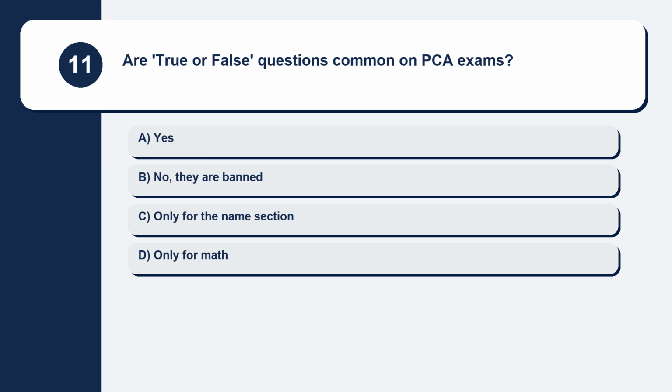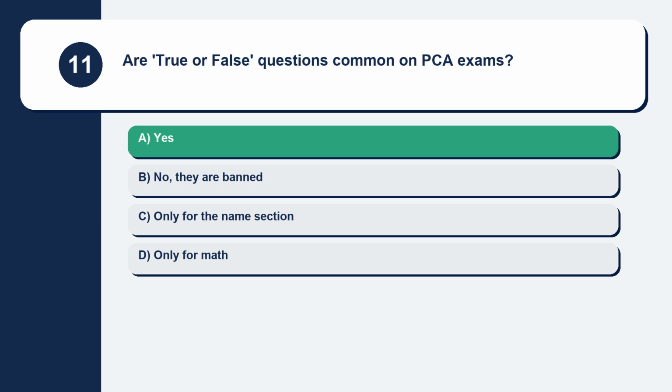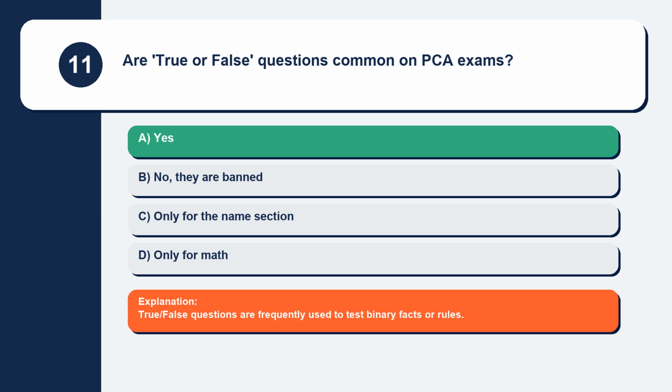Question 11. Are true or false questions common on PCA exams? Yes. No, they are banned. Only for the name section. Only for math. True/false questions are frequently used to test binary facts or rules.